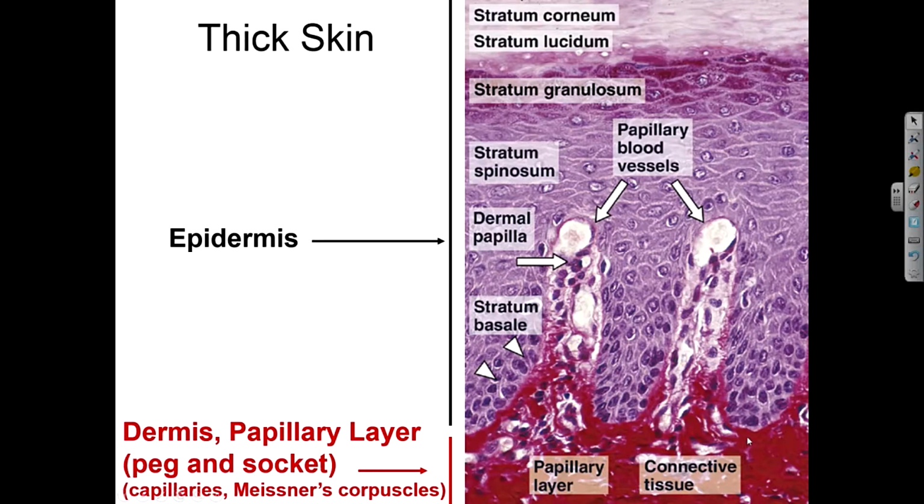So you can imagine you've got the epidermis layer and you've got a dermis layer. If you apply a shear force just by rubbing, you might split those 2 layers apart and you'd get the epidermis coming away from the dermis. But with this peg and socket arrangement of the papillary layer interdigitating with the epidermis, you can apply a shearing force and they're going to hold together. That's the whole concept behind these pegs and sockets. It holds the epidermis connected to the dermis, and it's resistant to shear forces that might separate the two. In that papillary layer we find capillaries, blood vessels, and Meissner's corpuscles, which are sensory in nature.